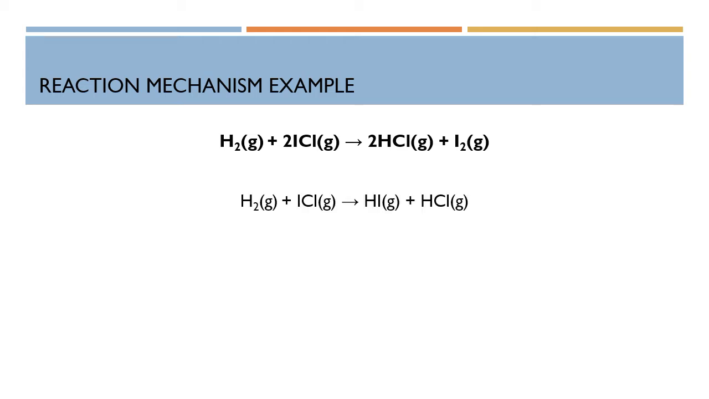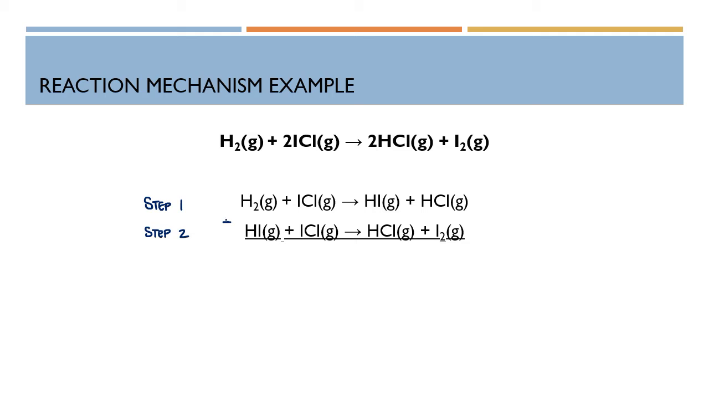Now what we see here with the balanced chemical equation is just one reaction, but in reality this occurs in a series of reactions. The first step is the hydrogen reacting with one of the iodine chlorides to create hydrogen iodide and hydrogen chloride. That's step one. Step two is this hydrogen iodide that's formed reacts with another molecule of iodine chloride to create hydrogen chloride and iodine gas.